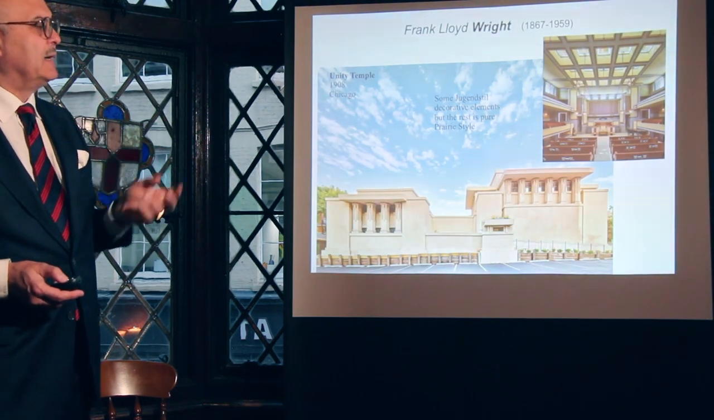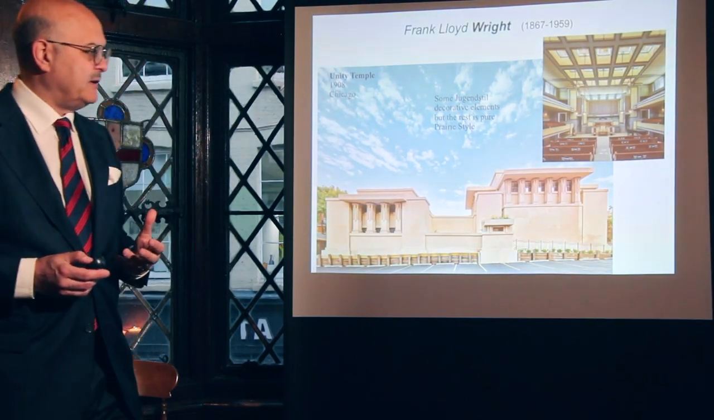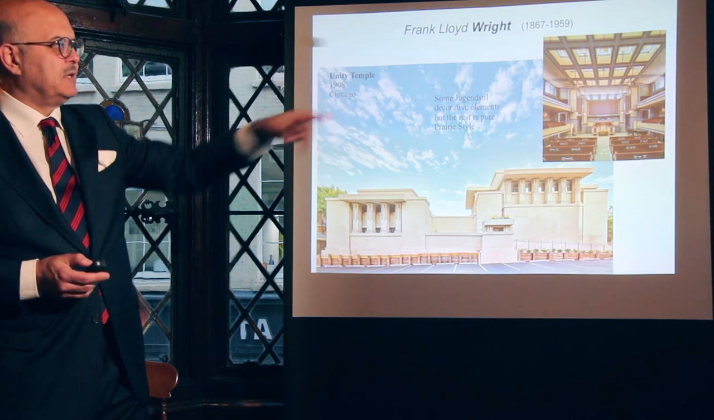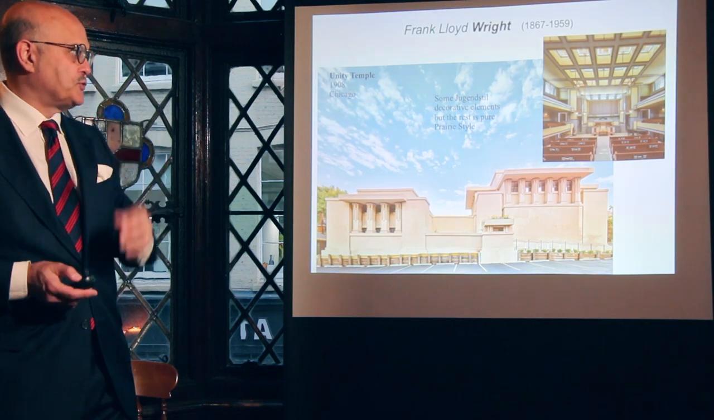This is a rare example in the prairie style of a public building. This is Unity Temple. You can see some Jugendstil influences here for sure.